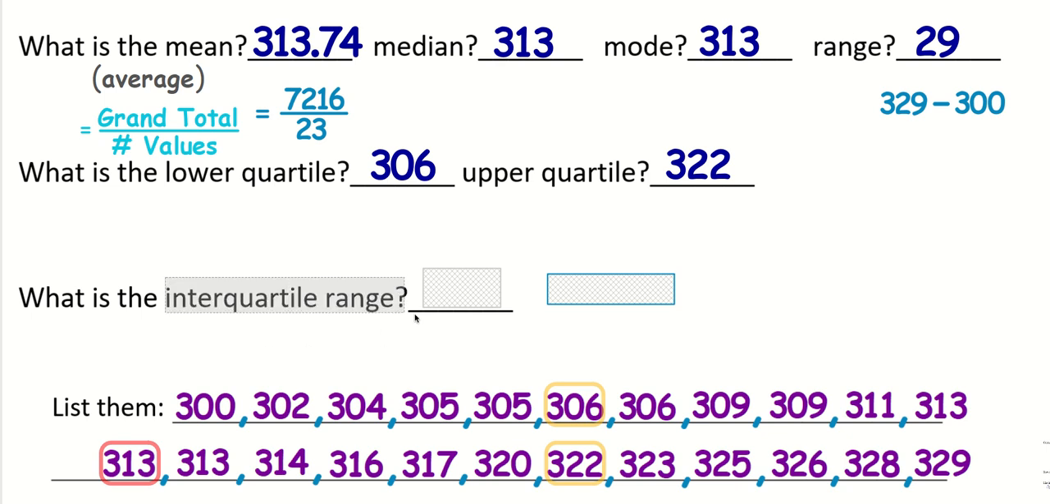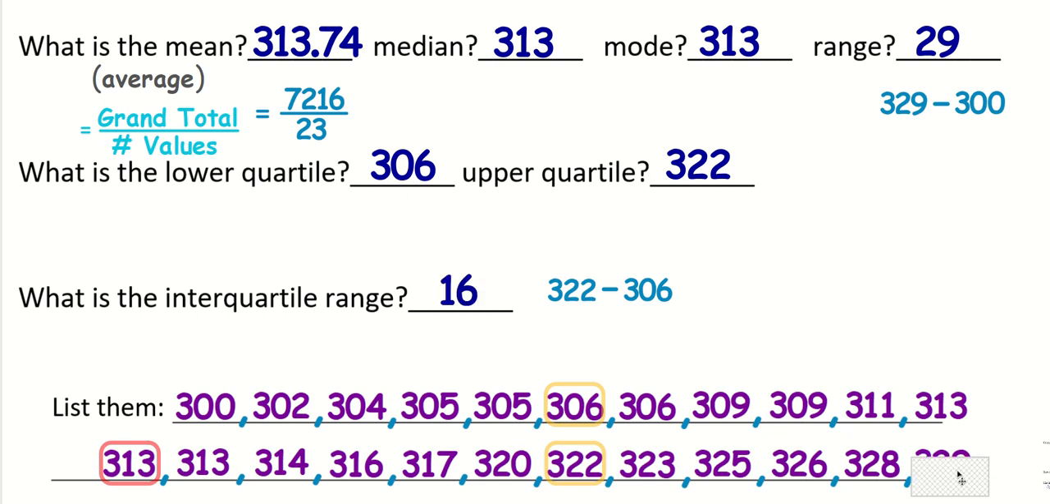Now the interquartile range, okay, compare it to the range up here. This is going to be a type of range. It's not the entire range, like 29 was the entire range. So the interquartile range is just the range between the lower quartile and the upper quartile. So similarly, we're going to do this number minus that number, and we have an interquartile range of 16. Okay?